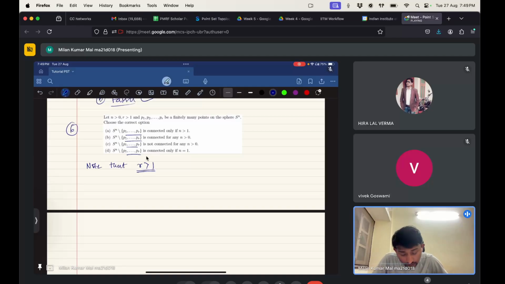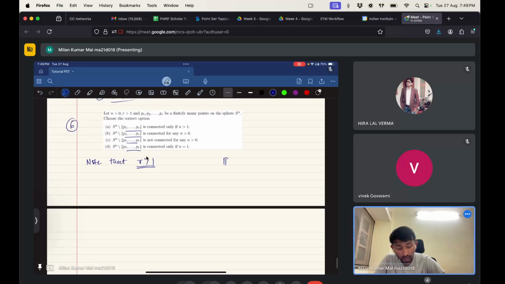Now the question: let P1, P2, ..., PR be finitely many points on the sphere Sn. Choose the correct option. The first question is whether Sn minus {P1, P2, ..., PR} is connected. Sn, you know, just to recall, is the set of (x1, x2, ..., xn+1) coming from R to the power n+1 such that the summation of xi squared, for i equal to 1 to n+1, is equal to 1.